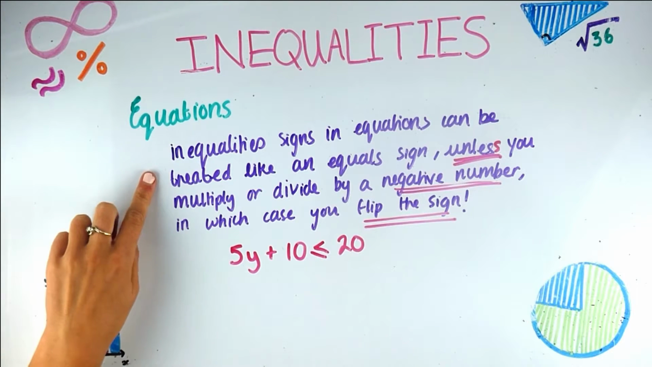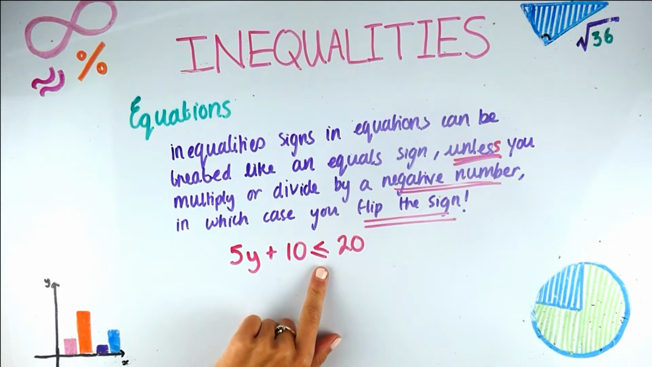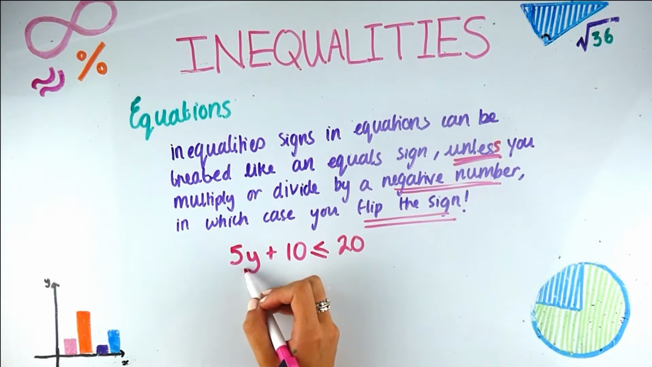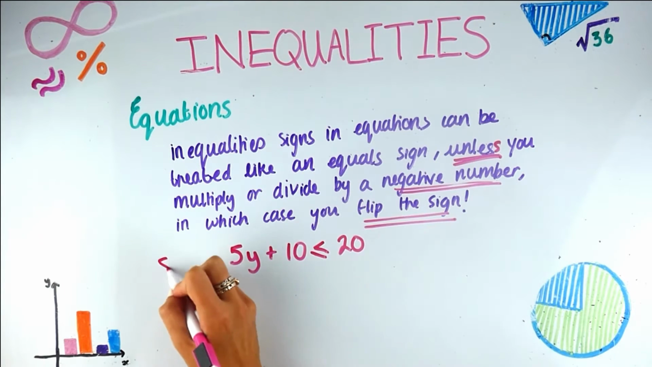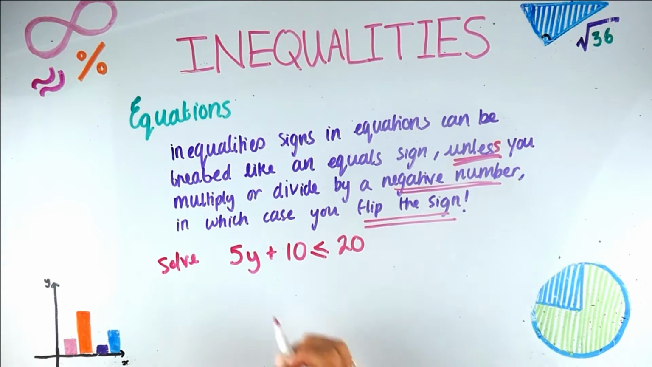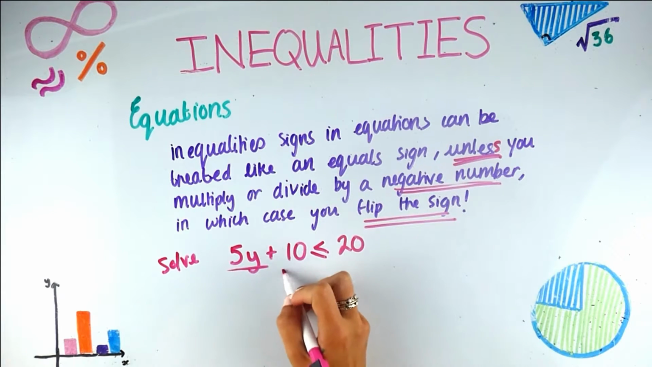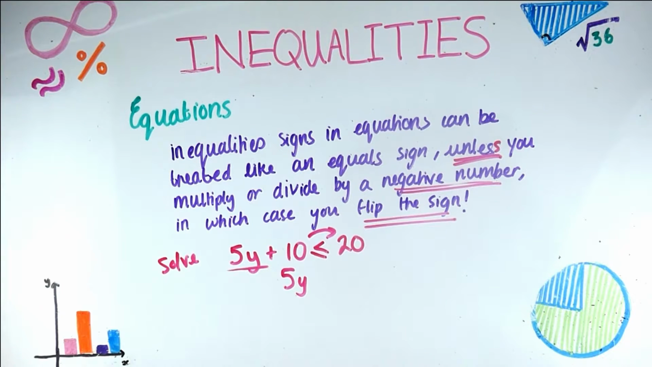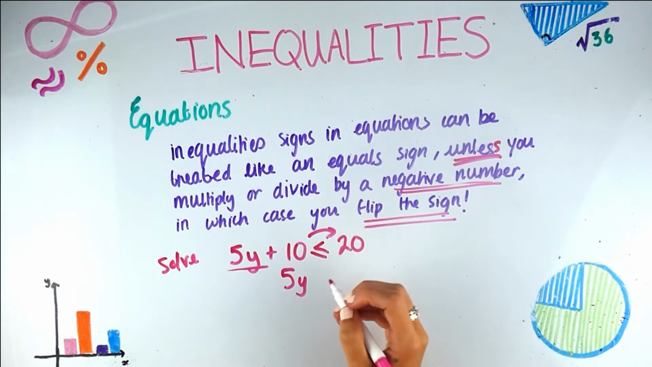And following this rule, inequality signs in equations can be treated just like equal signs unless you multiply or divide by a negative number, in which case you flip the sign. So let's see if we actually have to do that. I'm trying to solve to find y. I've got this annoying 10, so if I take the 10 over to the other side, I do the inverse operation just as I would with an equal sign, so we're going to treat it the same as the equal sign.